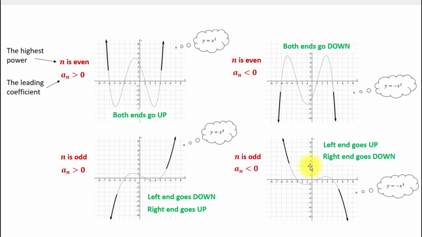And here's our last case. This kind of end behavior, left end goes up, right end goes down, is the same as for the function y equals negative x cubed. It has an odd power and negative coefficient. So graphs of all polynomial functions with odd highest power and negative leading term will have that same end behavior.